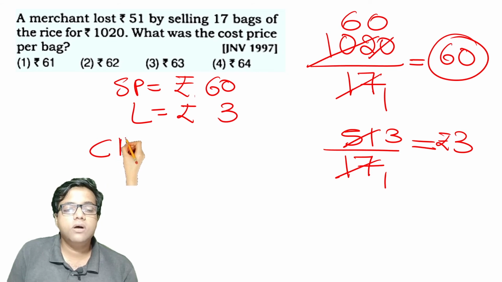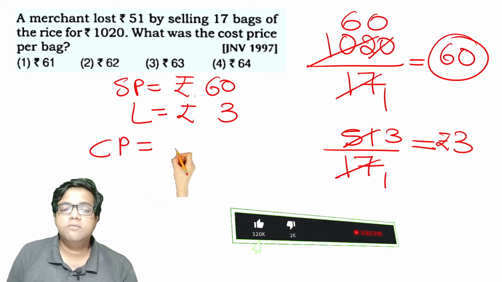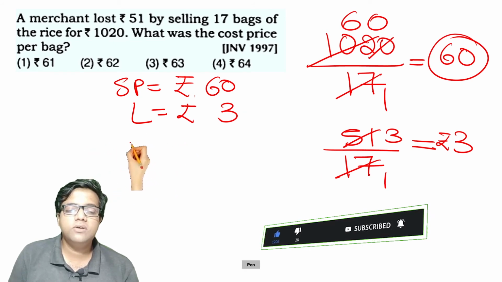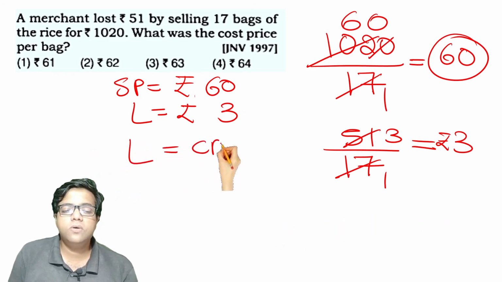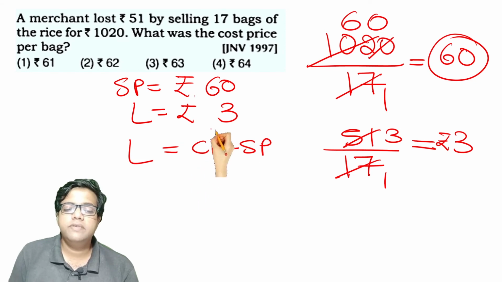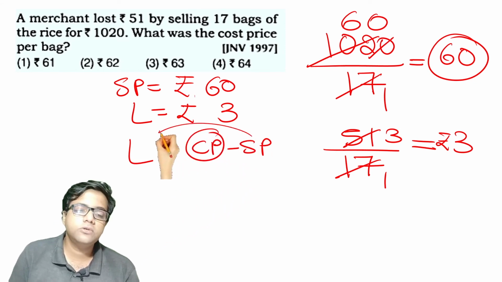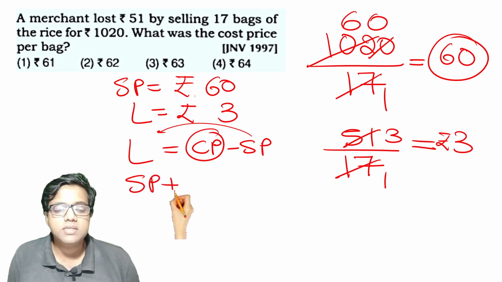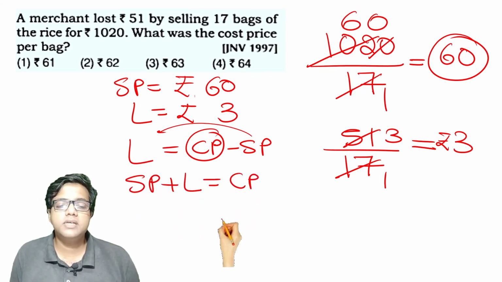So what is the cost price? What will be the cost price? We know the loss formula: loss is equal to cost price minus selling price. We want to find the cost price, so push this selling price to the left hand side. We will get selling price plus loss is equal to cost price, right?